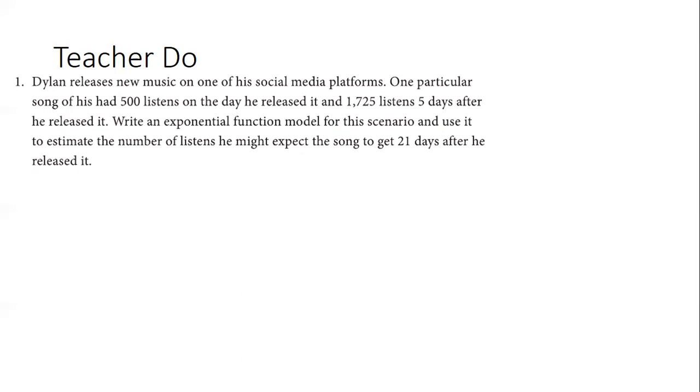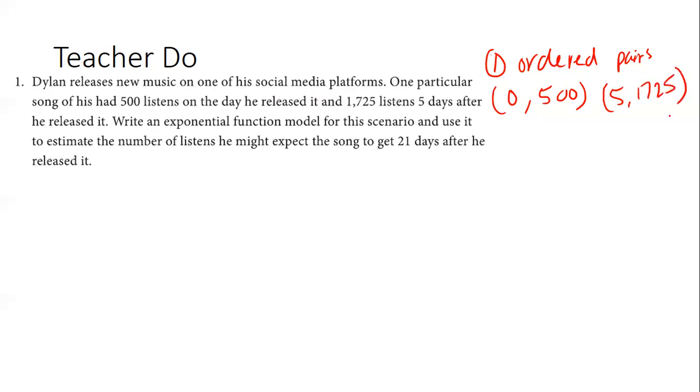Okay, so the first thing you want to do is identify your ordered pairs. So what would be your ordered pairs here? There we go. So we have 0 and 500, and we had what? 5 and 1,725. Are we all in agreement with the ordered pairs? We see where they came from?